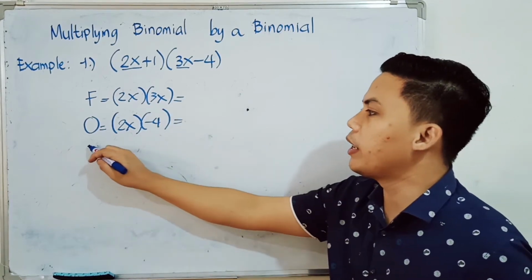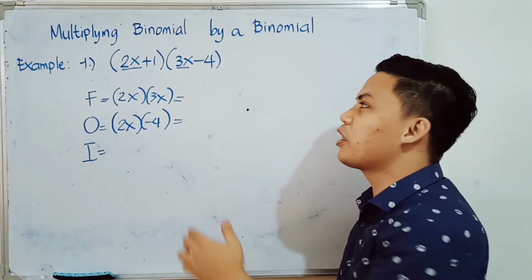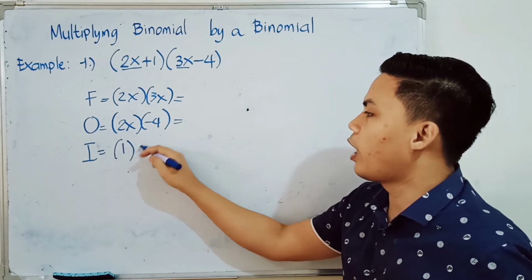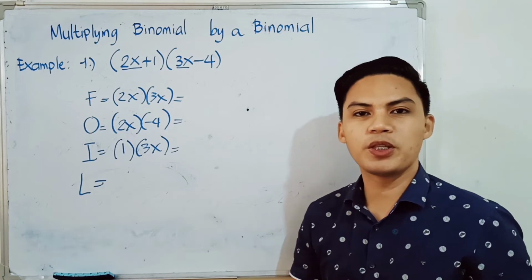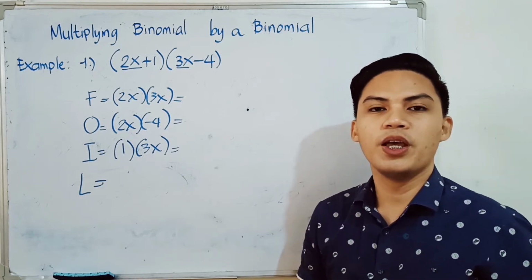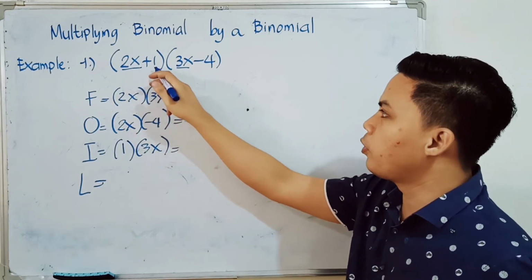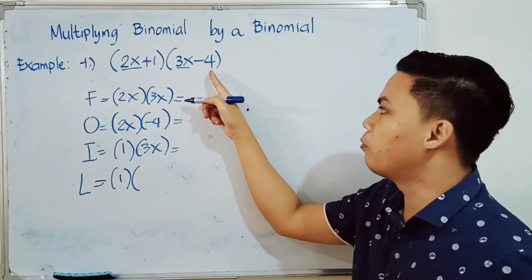Then, next would be the inner terms. Our I. Our inner terms we have 1 and 3x. So, 1 times 3x. And lastly, our last terms, these are the second terms of each binomial. So the second term in the first binomial is 1. The second term in the second binomial is negative 4.